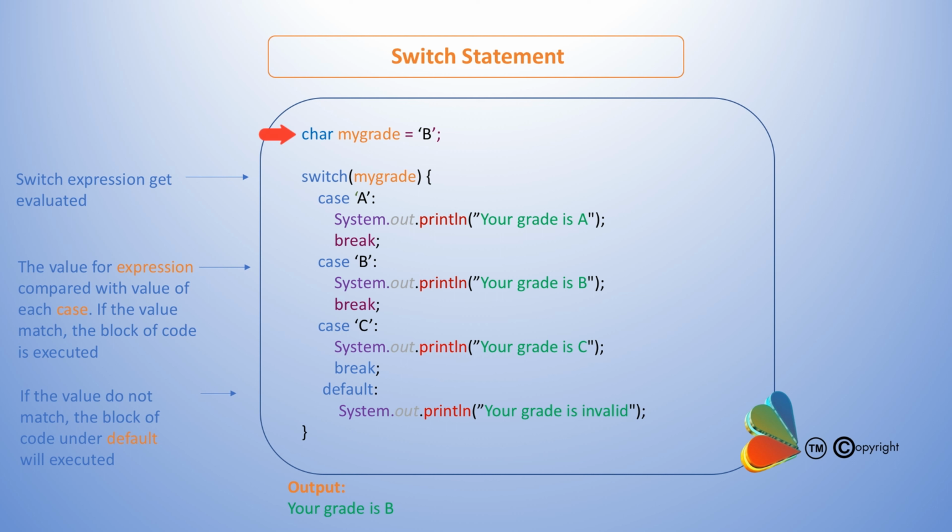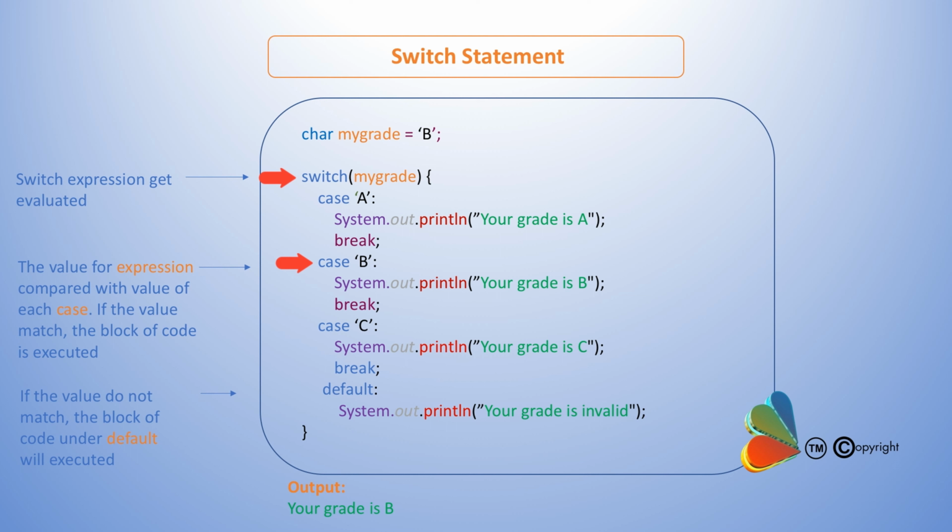In this example of a switch statement, assign the character myGrade to B. The switch expression myGrade compares with the value of case A. No match found, therefore the program continues. The switch expression myGrade compares with the value of case B.